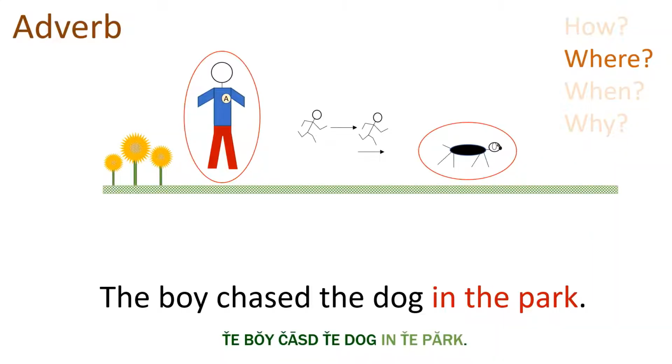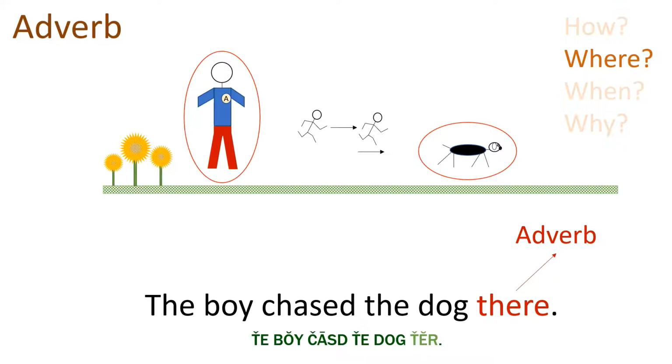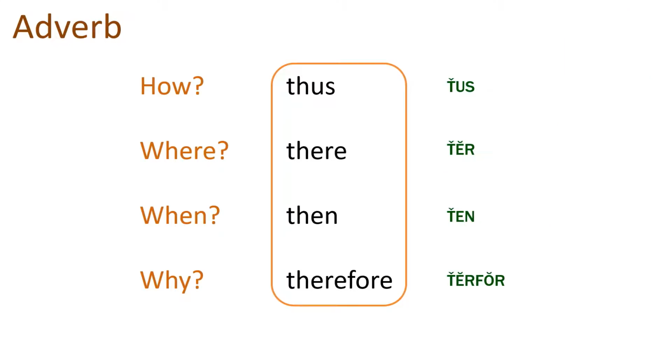Let us go back to the sentence, "The boy chased the dog in the park." If we already know that we are talking about in the park, we can replace this by a single word. This single word is called an adverb. In this case, we use the adverb there. This is because we are answering the question where. In this way, we can use the four adverbs thus, there, then, and therefore to replace known topics in response to the four questions how, where, when, and why.